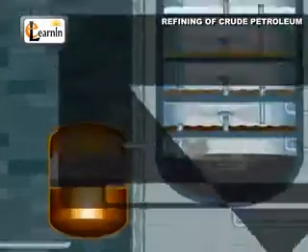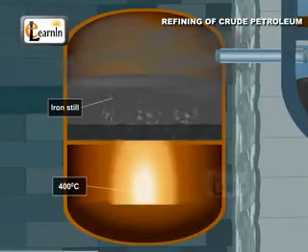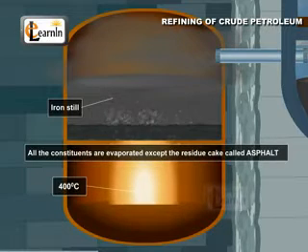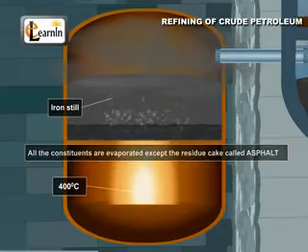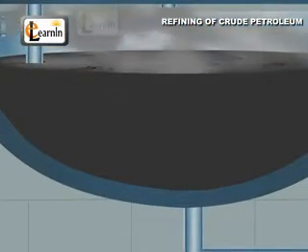Fractionation. The crude oil is heated up to 400 degrees Celsius in an iron still. All the constituents are evaporated except for the residue called asphalt. The vapor is passed through the fractionation column.